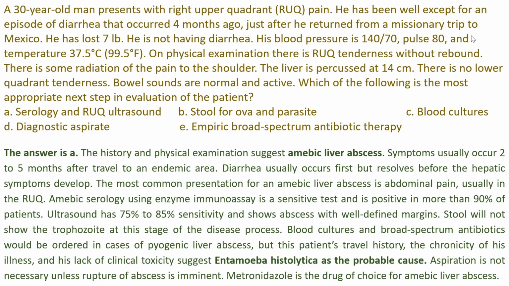Blood cultures and broad-spectrum antibiotics would be ordered in cases of pyogenic liver abscess. But this patient's travel history, the chronicity of his illness, and his lack of clinical toxicity suggest Entamoeba histolytica as the probable cause. Aspiration is not necessary unless rupture of abscess is imminent. Metronidazole is the drug of choice for amoebic liver abscess.